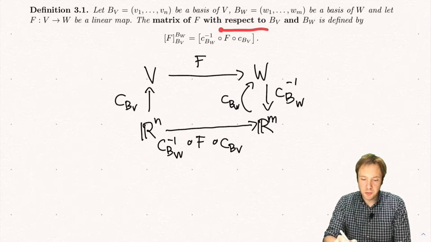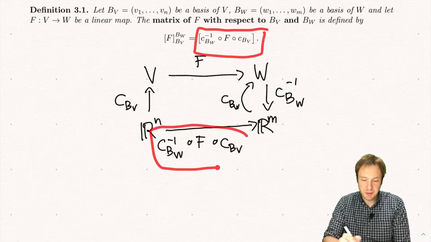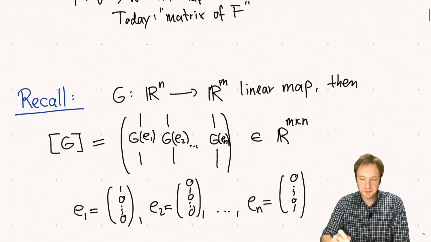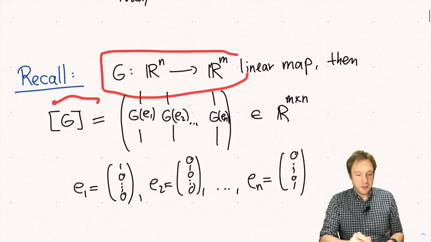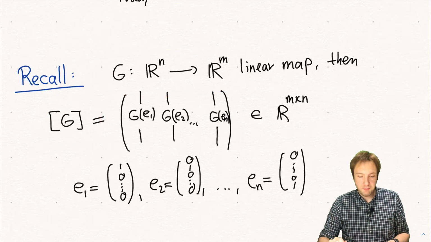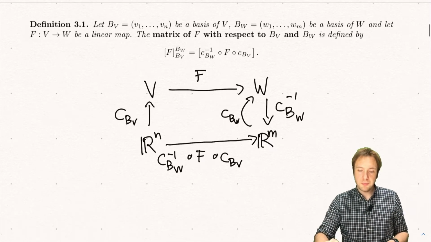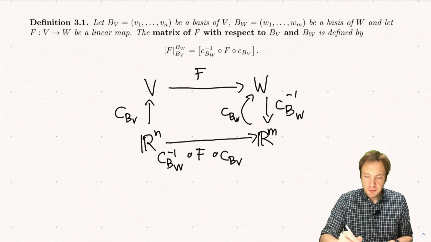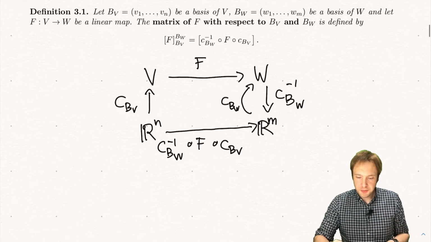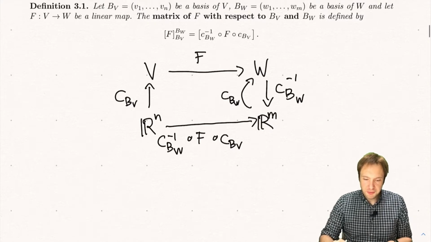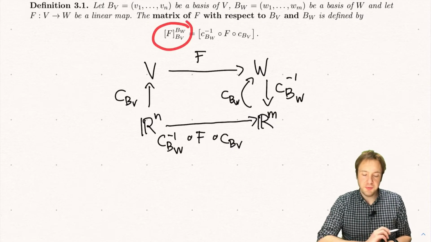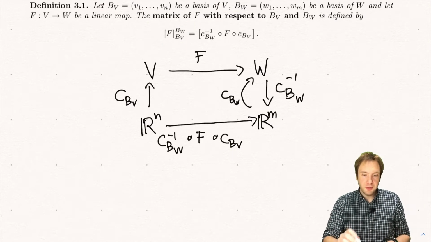So in other words, we know what the matrix of this linear map is, because this is what we just discussed here. If we have a linear map from Rn to Rm, then we can make sense of the matrix of this linear map. Okay, so let's try to understand this a little bit more. How can we actually write down this matrix here?